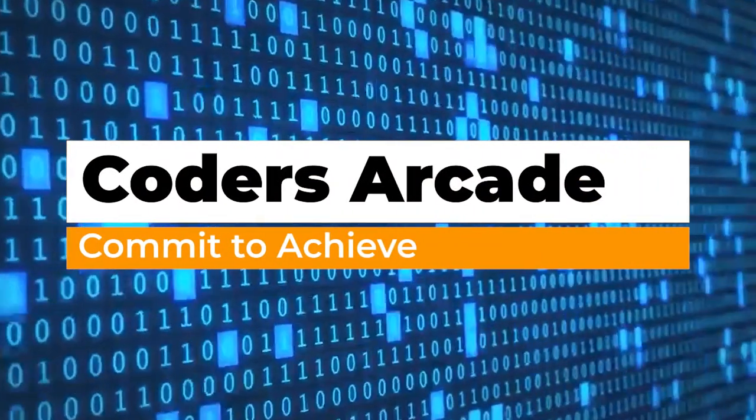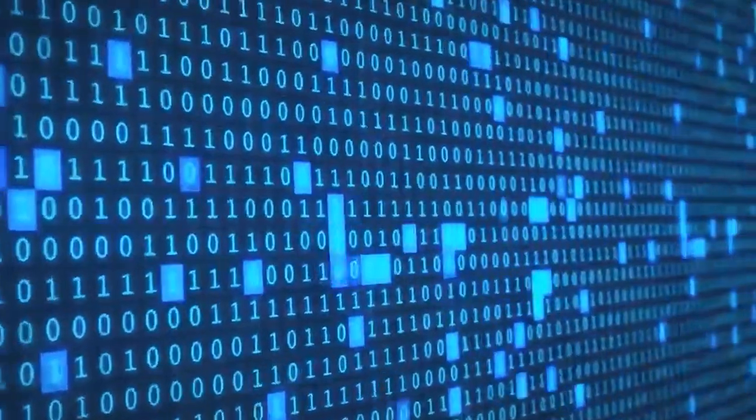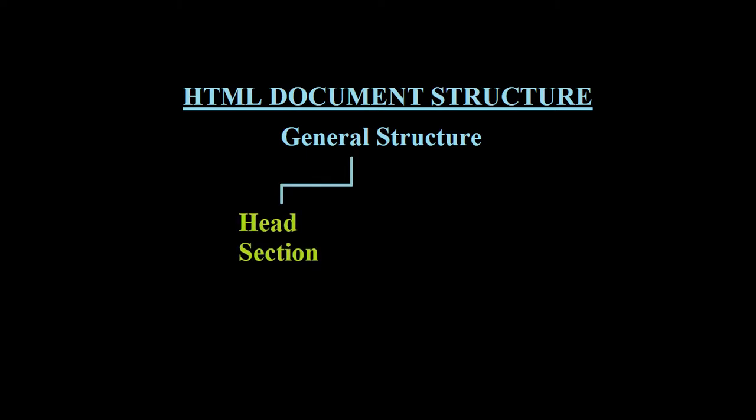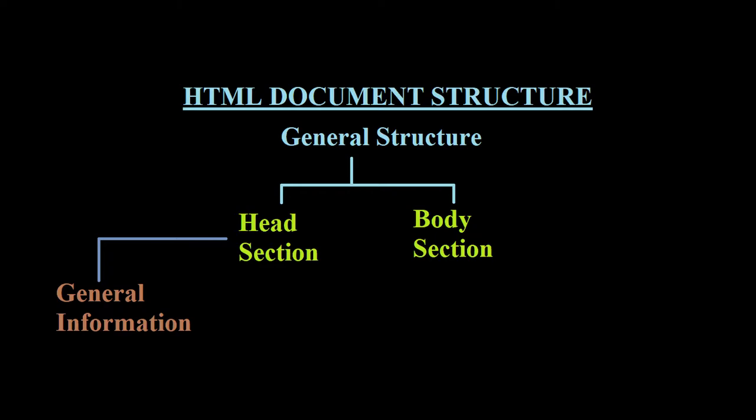So in today's video, we are going to talk about our next topic, which is HTML document structure. The general structure of an HTML document has two sections. First section is the head section and the other section is the body section. The head section provides the general information about the document. For example, let's say the title for the page on the browser's title bar is included in the head section.